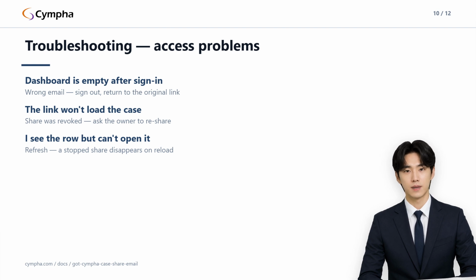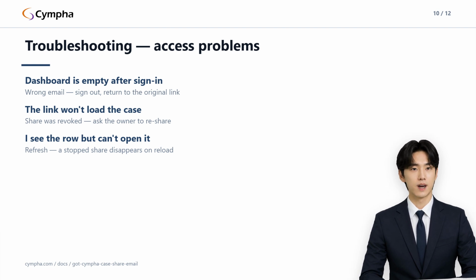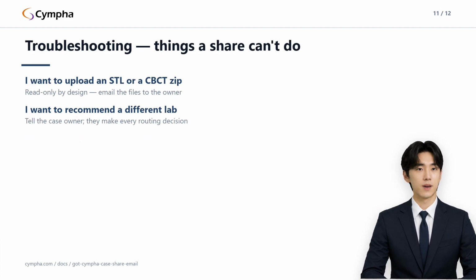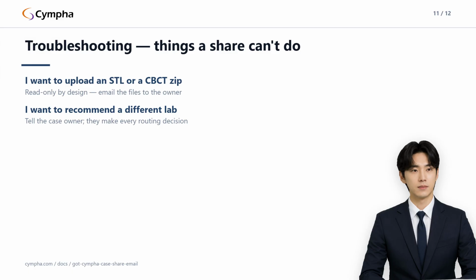And then 2 more entries on the list, which aren't really faults at all. They're the boundary of what a share is. First, I want to upload an STL or a CBCT archive. Sharing is read-only by design. There is no writable share type, no setting to turn on, no permission the owner can grant you. Email the files to the case owner and they can upload on your behalf. And that boundary exists for a good reason. It prevents an accidental upload from the wrong person breaking a case in the middle of design.